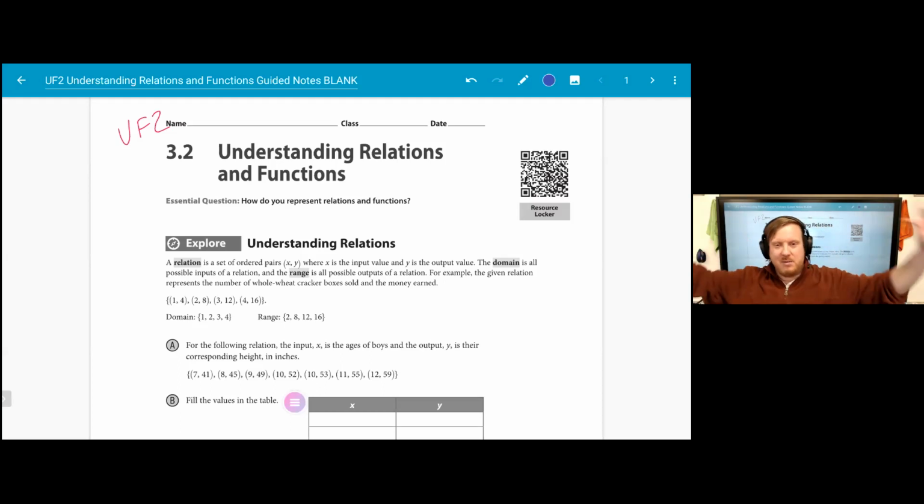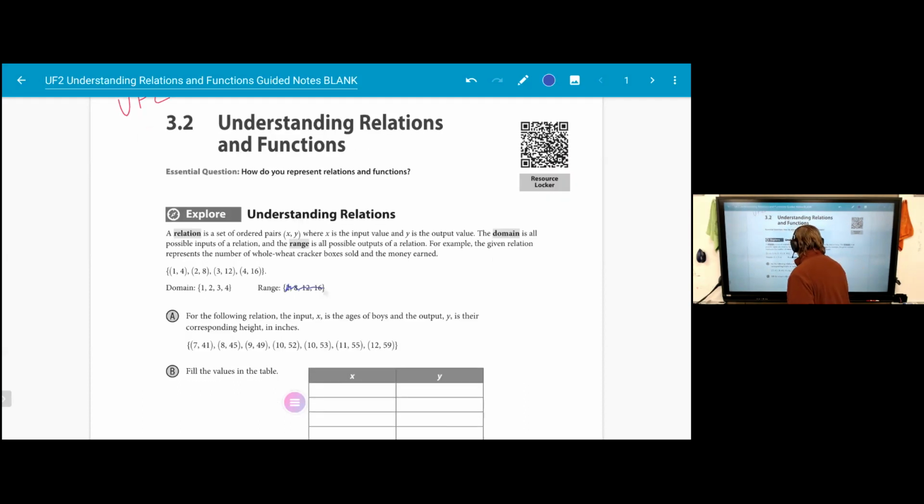The first thing before we talk about anything on here, this number in the range, I'm going to rewrite this. This needs to be 4, 8, 12, and 16. Change that first before I start talking. Got that? Done? You sure?